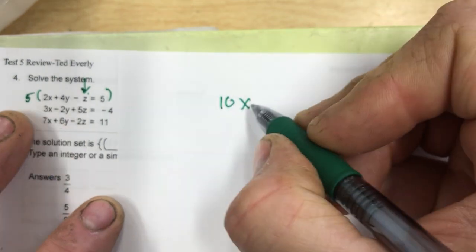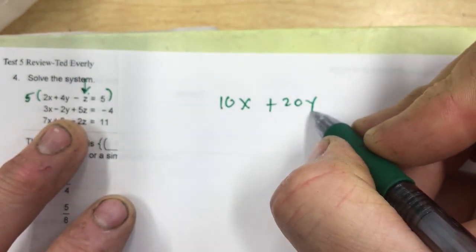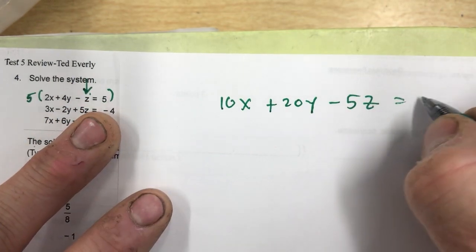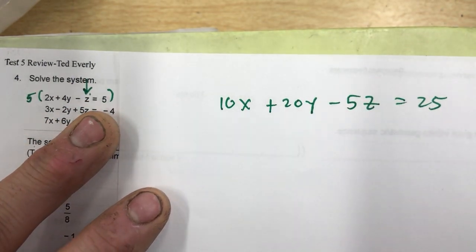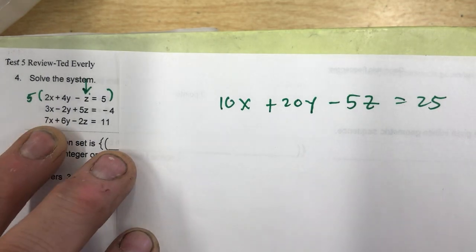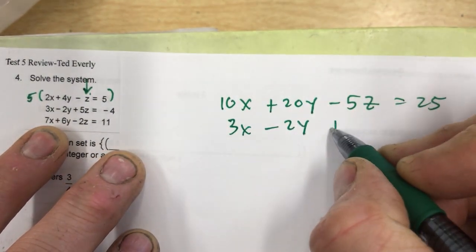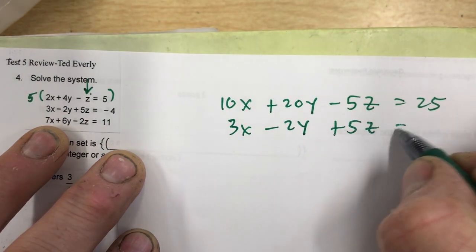So multiply this whole thing times 5 first. So 5 times 2x is 10x. 5 times 4y is 20y. 5 times negative z is negative 5z. And then 5 times 5 over here would be 25. Okay? And now I can write this second equation here. 3x minus 2y plus 5z equals negative 4.